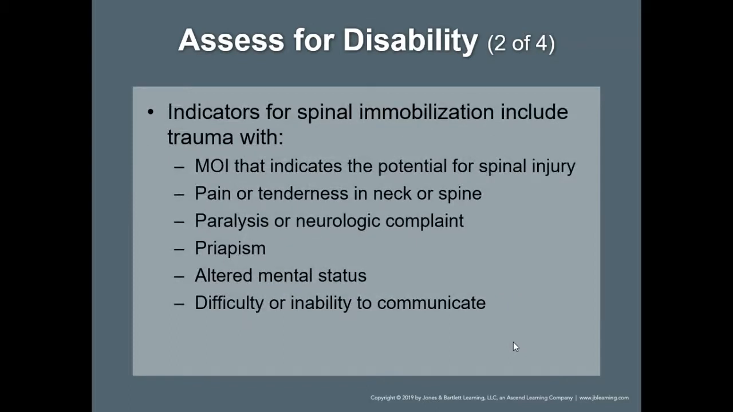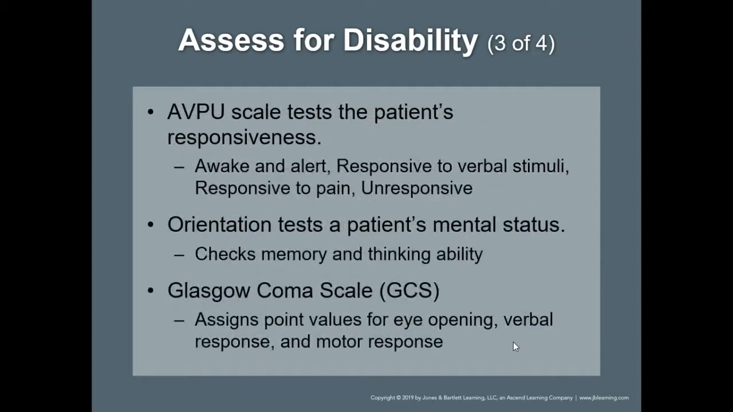Indicators for spinal immobilization or spinal motion restriction include trauma with MOI that indicates potential for spinal injury, pain or tenderness in the neck or spine, paralysis or neurologic complaint, priapism, altered mental status, difficulty or inability to communicate. And further into the course, I will go into more details as it relates to spinal motion restriction.